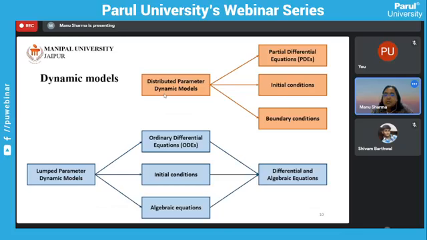So there we get partial differential equations because our parameter, let's say temperature or concentration, is changing partially dependent on space coordinates, and it is also changing with time. So we get partial differential equations with a set of initial conditions and boundary conditions. Here we are getting two different models: distributed parameter models, where we get the partial differential equations, and lumped parameter models, where we get the ordinary differential equations, if the model is a dynamic model.